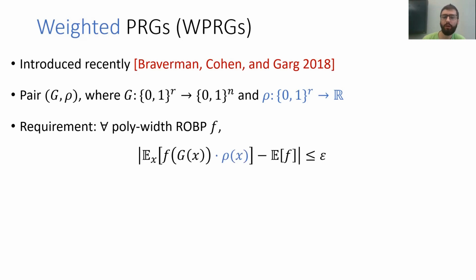The requirement is that for every polynomial width read-once branching program f, the expectation of the program is essentially the same up to some small error epsilon in two scenarios. The first scenario is still we plug in truly random bits. The second scenario now is we pick a random seed, plug that into G to stretch it out and feed that into the program f, and then multiply by the weight of that seed. So the key thing to keep in mind is that these weights are allowed to be negative. That opens the door for the possibility that if we orchestrate things just right, maybe we can have some error cancellation. That's the motivating idea behind this definition of a weighted pseudorandom generator.